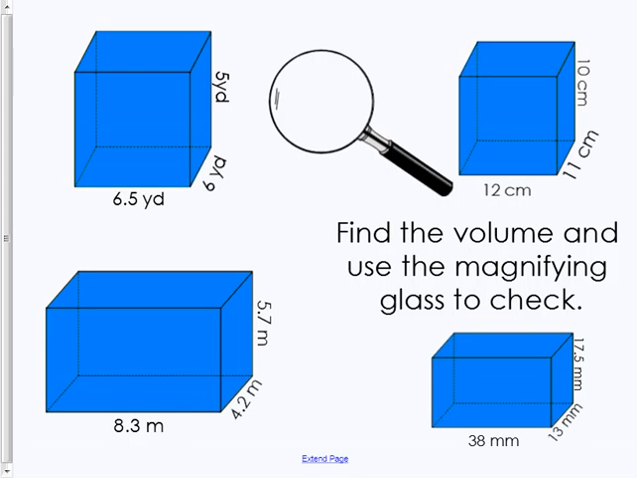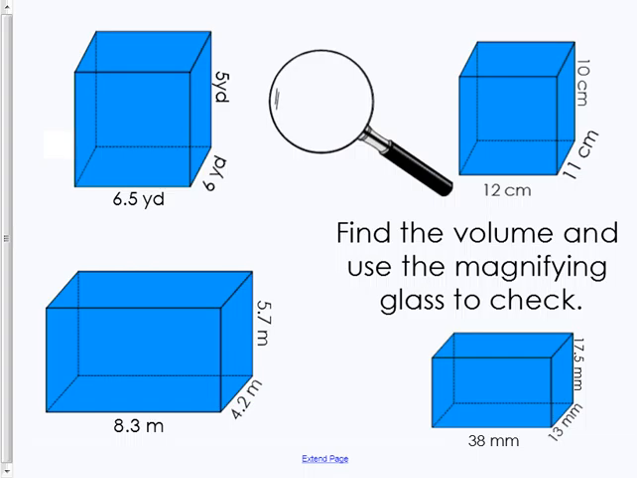So let's look at some examples. And these are all rectangular prisms, or cubes. We could do a cube this same way. We're just doing rectangular prisms right now. See if you can find the volume of each of those, and then in just a minute we'll use the magnifying glass to check and see if you are correct.